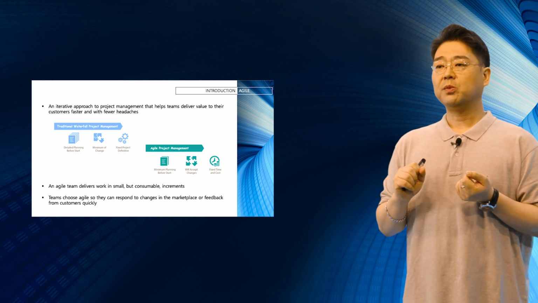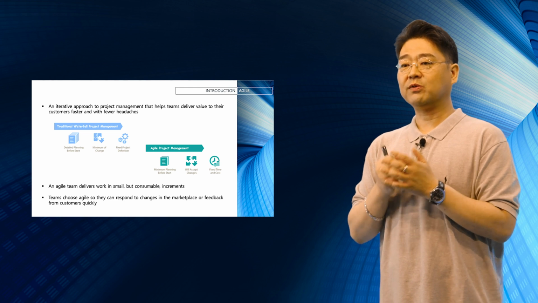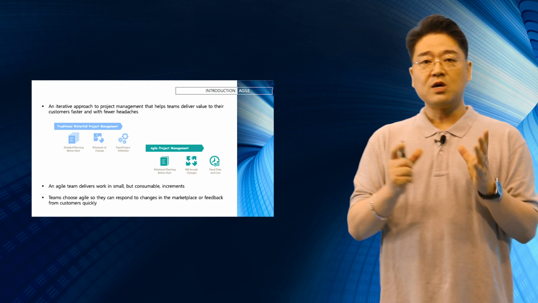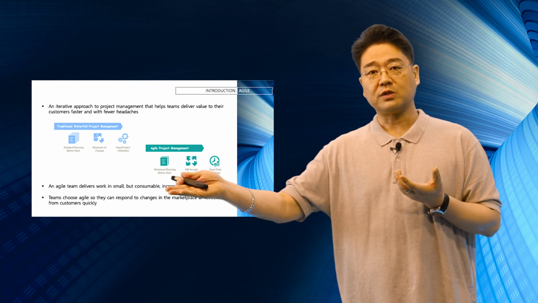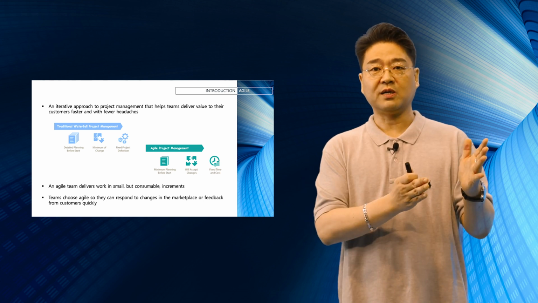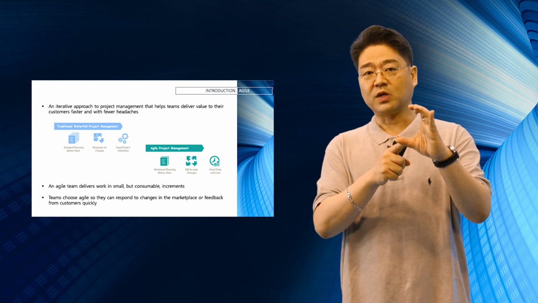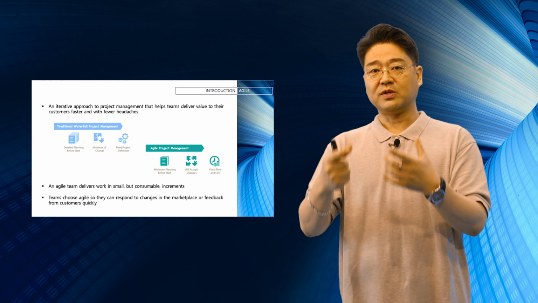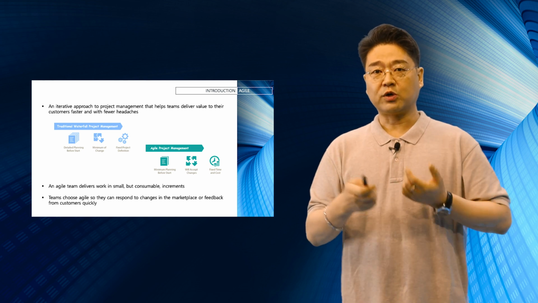An Agile team delivers work in small but consumable increments. Teams choose Agile so they can respond to changes in the marketplace or feedback from customers quickly. Now, the better way to look at this is this. When you have a traditional business plan or strategic plan, when you're working on a project and the market changes, there isn't much that you can do about it. You have to go back and do it all over from the beginning. If you're in Agile project management, you create one backlog the customers want and do the sprint and add that functionality. Adding the functionality or changing or enhancing is that much easier. That's why we prefer Agile project management.